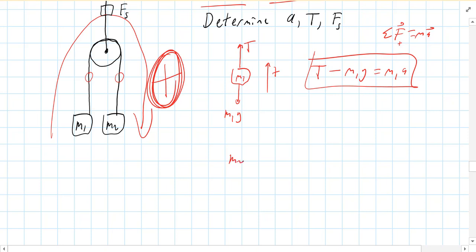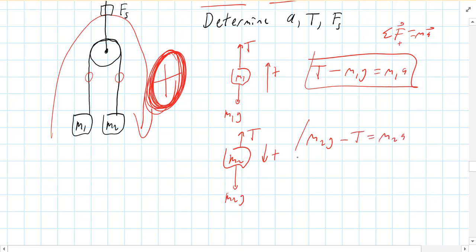Now, how about M2? So here's M2. The FBD looks very, very similar. You've got tension acting up, the same amount of tension. You've got M2G acting down, but the difference is our positive direction is down. So the equation will look a little different. You're going to have M2G minus T equals M2A.